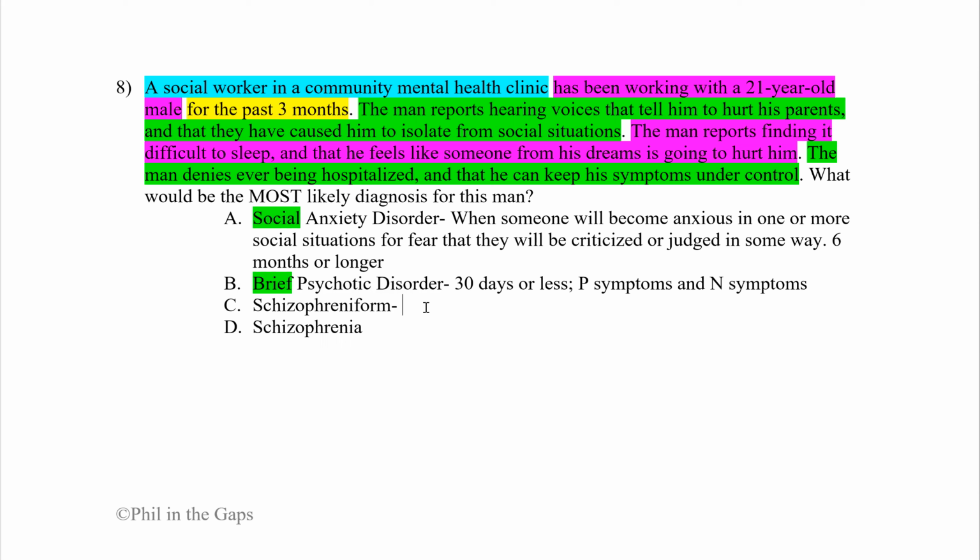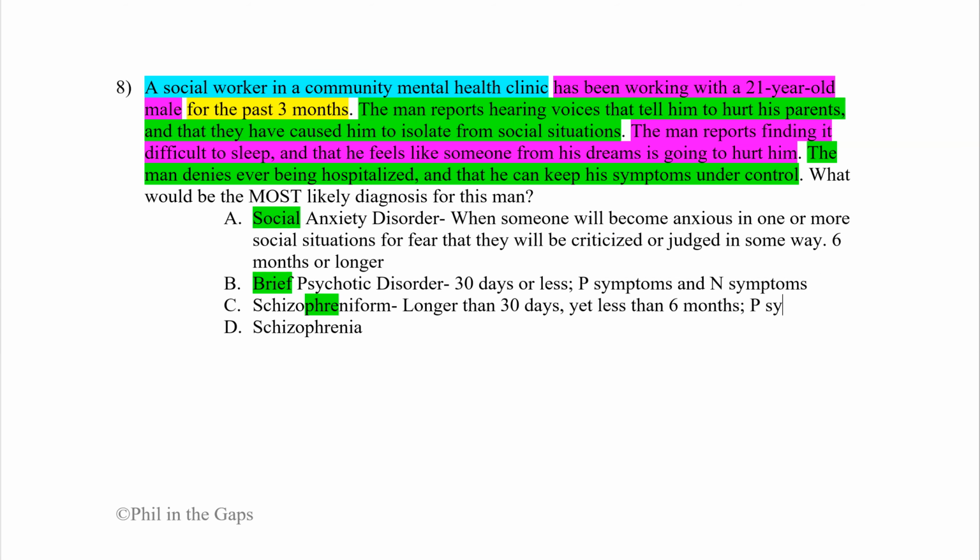Schizophreniform is the pre-form of schizophrenia. So it's in between brief and schizophrenia. Why? It's the pre-form. And within that, it's going to be longer than 30 days, yet less than 6 months. And it's also going to have the positive and negative symptoms included in that.